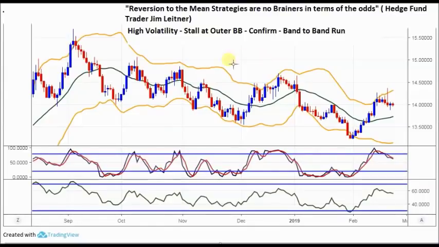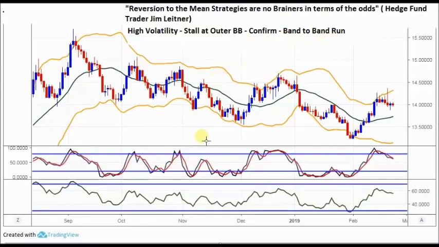Now, in terms of the trade setup, you need high volatility. You want to stall at the outer Bollinger Band. Then you want to confirm the move with a candle. And then you want to see if you're going to run band to band.